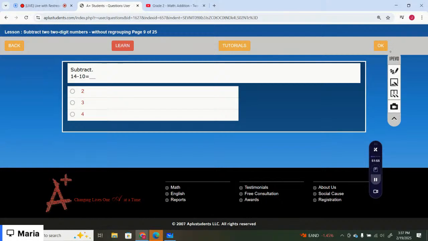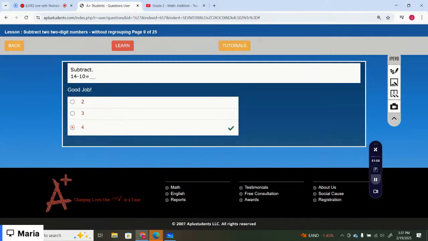14 take away 10 is 4. Option number 3 is the correct option.